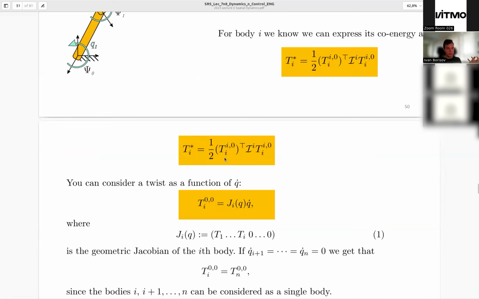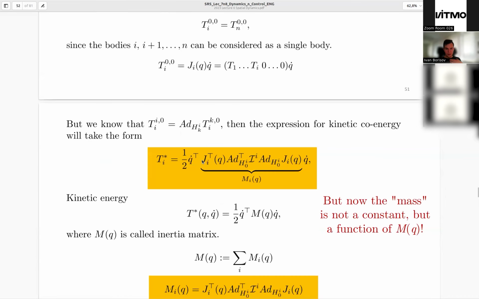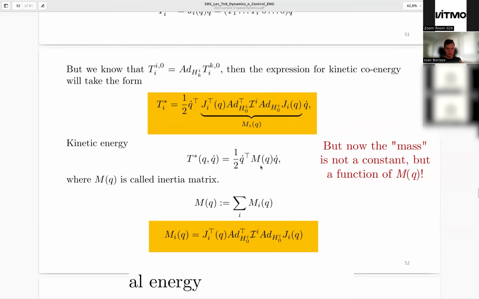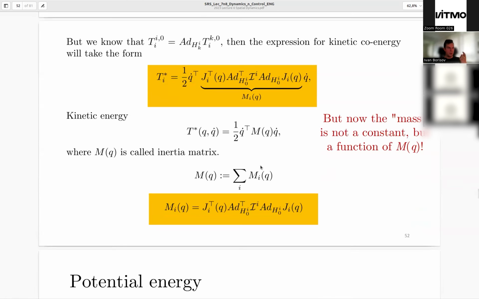How can you compute twist? You can use the Jacobian. We have covered it in the previous lesson. So this will be the kinetic energy, with something in between q̇. So q̇ is the velocity of a joint, and this stuff is called the mass matrix. So it's the mass matrix, and you can derive it for each body. So it will be the mass matrix for body 1, body 2, body 3, body i.